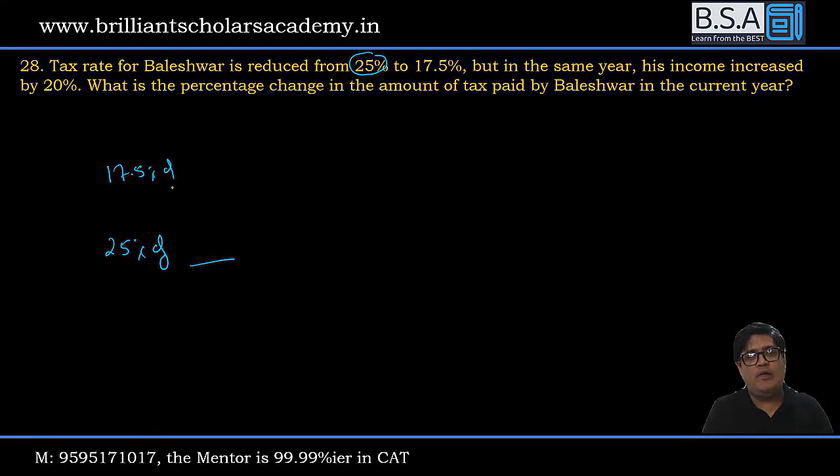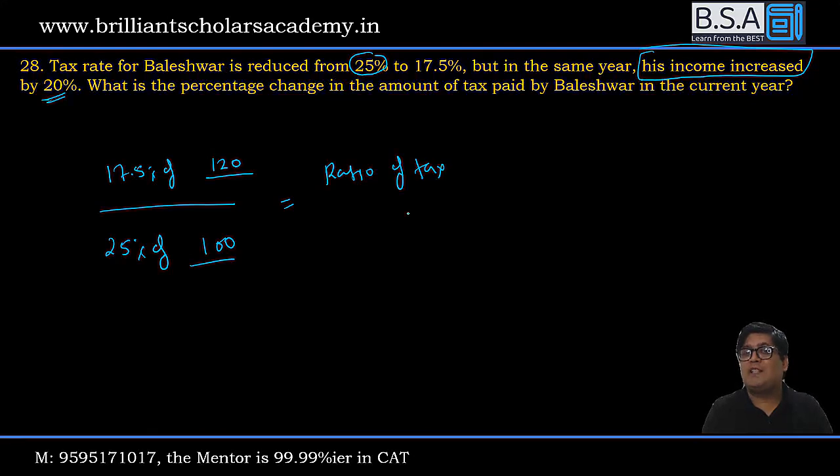17.5% of his new income. हमको इनकम नहीं पता. Now here is your hint. Income increases by 20%. Can I say earlier if the income was 100, the new income should be 120? Now what ratio do you have? You have the ratio of tax paid. The numerator is the new tax, denominator is the old tax.